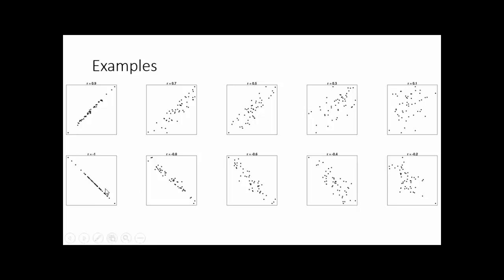And then negative 1. And here's an interesting fact: you can only get negative 1 if the points lie exactly on the line. There's no scatter at all. Positive 1 is the same way, just obviously in the other direction. All the points lie along a line.